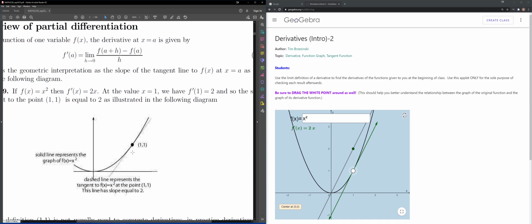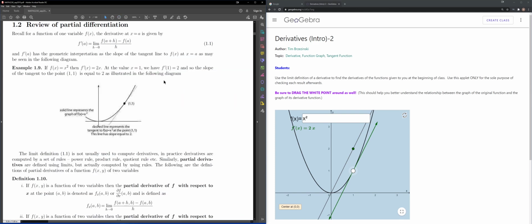Okay, so your dashed line over here is the tangent, right? And if I take my derivative and evaluate it at the point that I'm looking at, which is x equal to 1, I get a value 2, right? And this value 2 is equal to the slope of this tangent over here, this dashed line, right? So that is the interpretation of derivative.